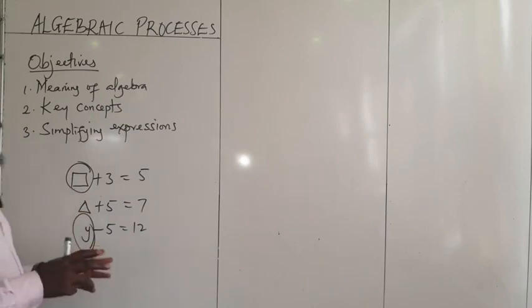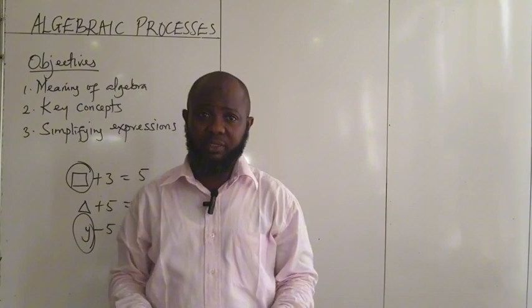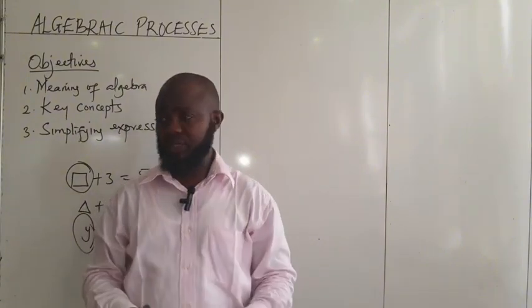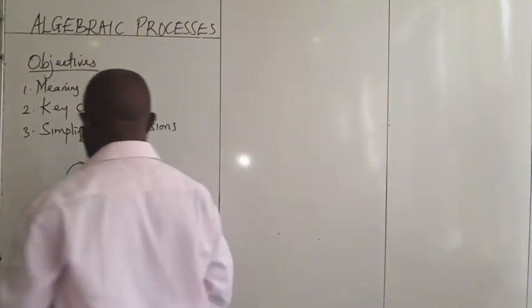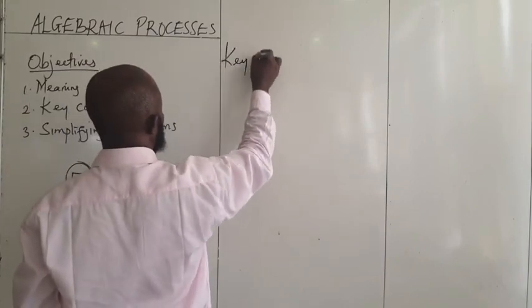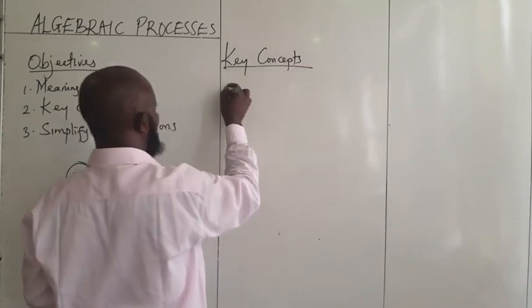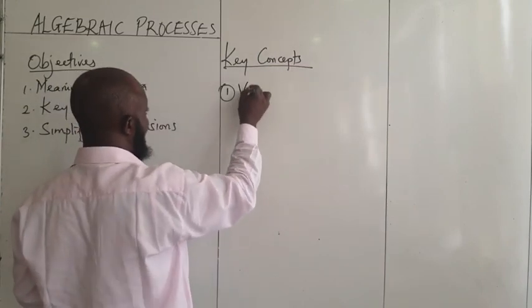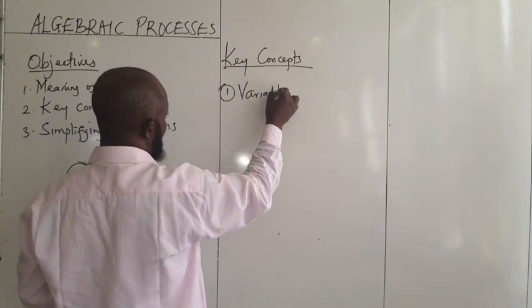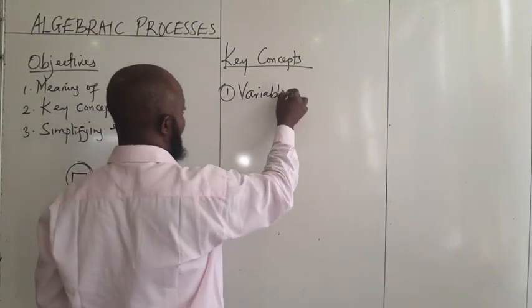Understanding of these key concepts will help you a lot in getting a grip of what algebra is, because some students believe that algebra is very hard. But I want to tell you that algebra is one of the simplest topics in mathematics. So what are the key concepts? Let me write, key concepts. The first one I'm going to talk about is variable.